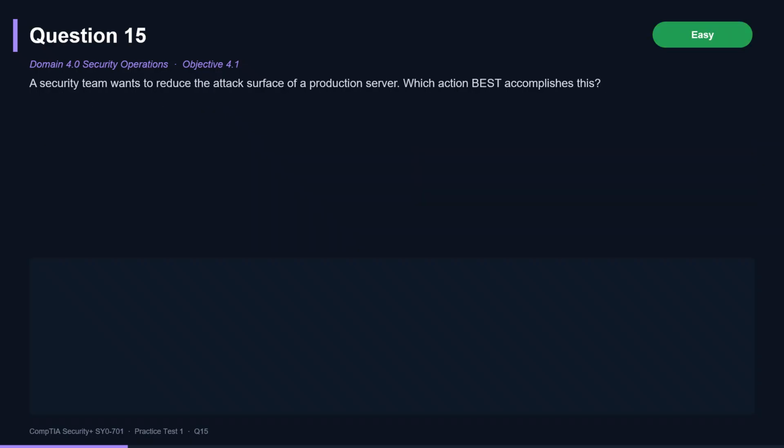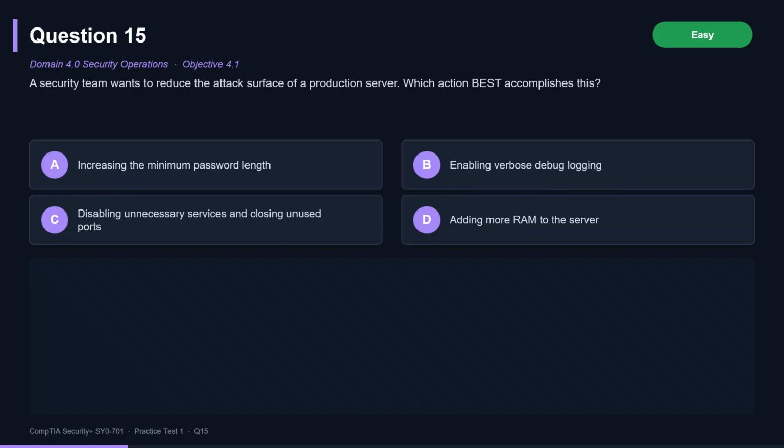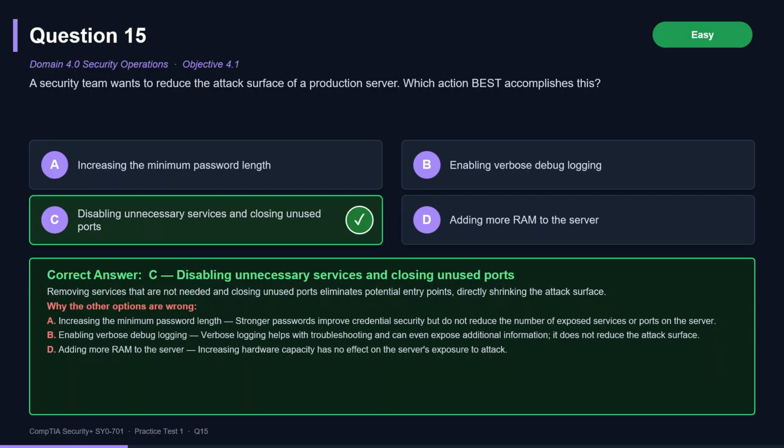Question 15. A security team wants to reduce the attack surface of a production server. Which action best accomplishes this? The correct answer is C, disabling unnecessary services and closing unused ports. Removing services that are not needed and closing unused ports eliminates potential entry points, directly shrinking the attack surface. Now, why the other options are wrong?